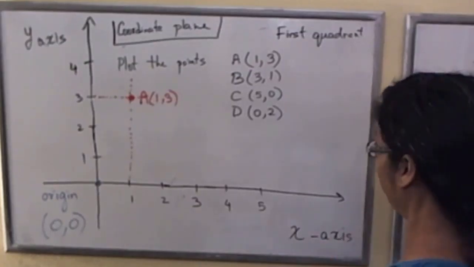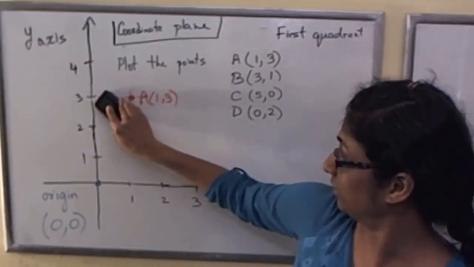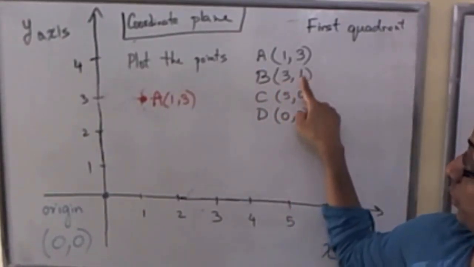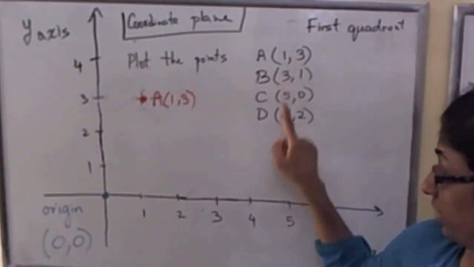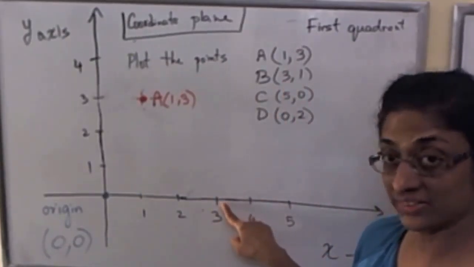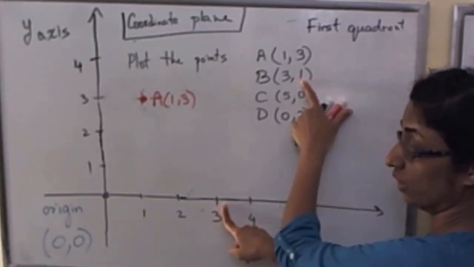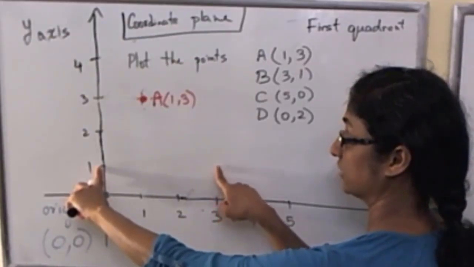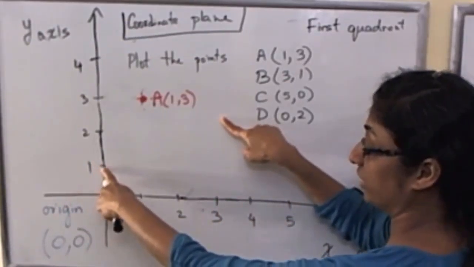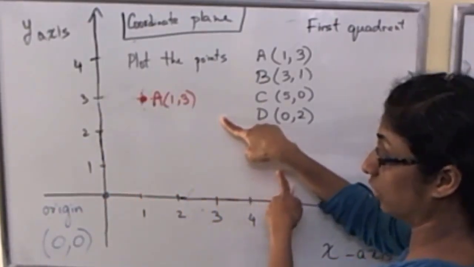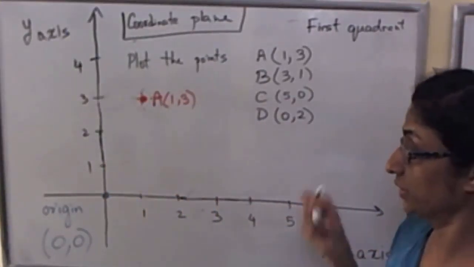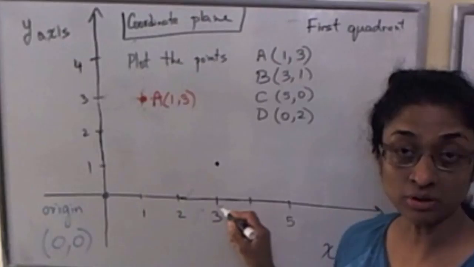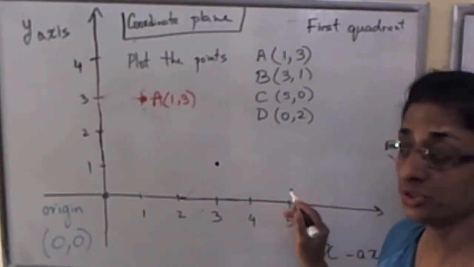So let's plot the other points in a similar manner. To plot B, whose coordinates are (3, 1), this is what we do. We look at that first number 3, which is the x coordinate, and we look for it on the x-axis. And the second number, the y coordinate, we look for it on the y-axis. Through this x coordinate, we visualize a vertical line. Through this y coordinate, we visualize a horizontal line. And where do those vertical and horizontal lines meet? They would meet here.